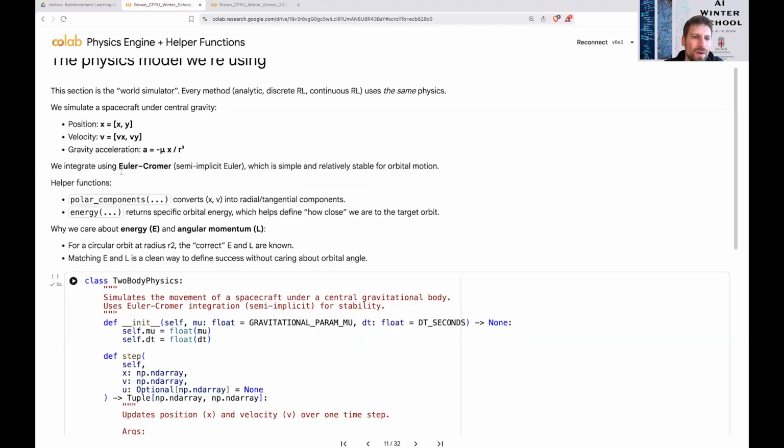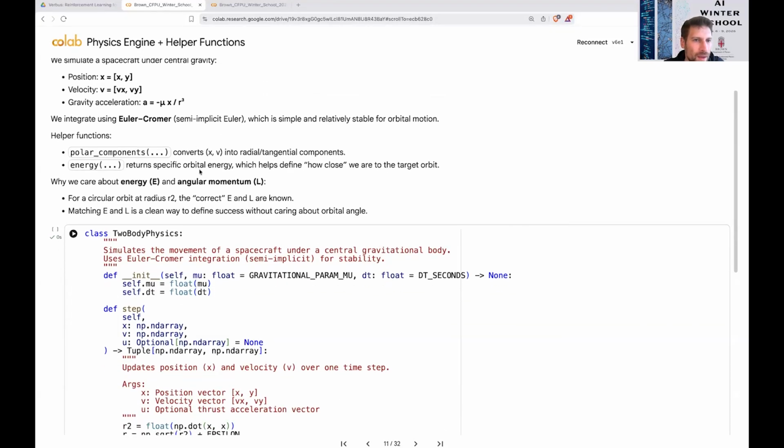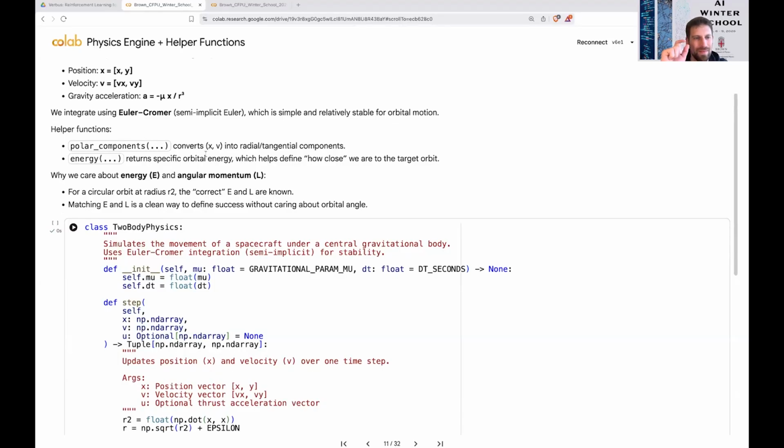We use Euler-Cromer for integration. Given the position and velocity and the acceleration term, we can then determine the next time step's position and velocity. So that shouldn't be surprising to anyone. And then we can of course calculate energy and the polar components as well.